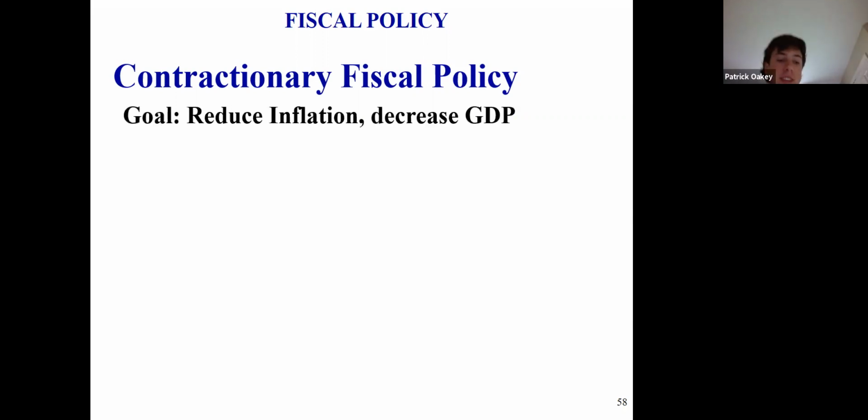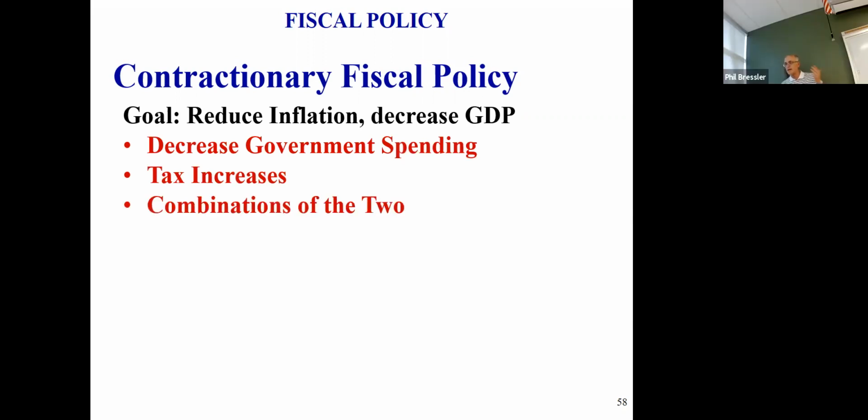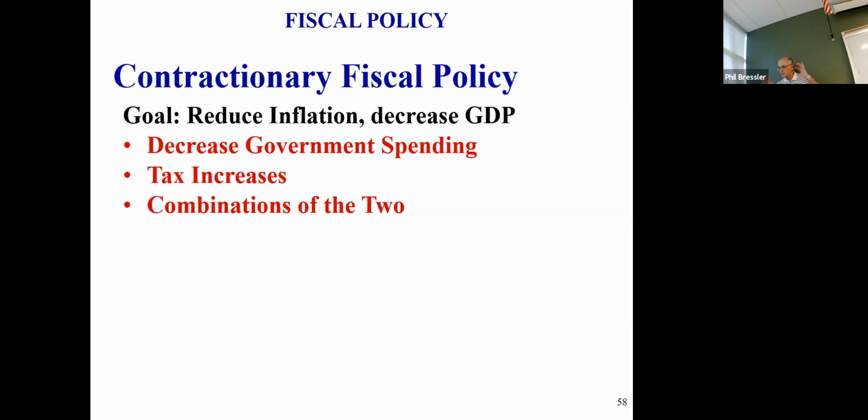Contractionary. Patrick, how am I going to contract the economy? You can do that by increasing taxes or decreasing government spending. Okay, there it is. Those are the only things you can do fiscal policy-wise. All right? So just memorize what fiscal policy is, and you are going to be in good shape.